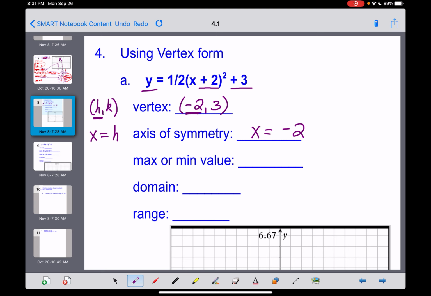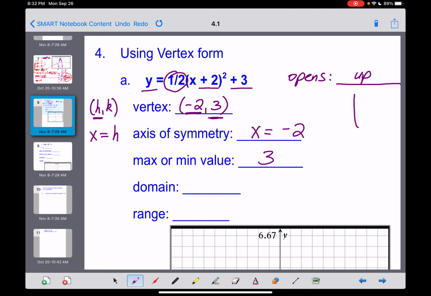Okay. Maximum or minimum value? Well, way back on the first slide, we said that the maximum or minimum value is the y value of your vertex. And our vertex is the point -2, 3. This 3 right here, then, is either your max or min. Now, which one is it? Oh, and I didn't ask you this one here, guys, and I should have asked this question. That is determined by what direction this graph opens. Well, your a value right here is +1/2. That means that this graph opens up.